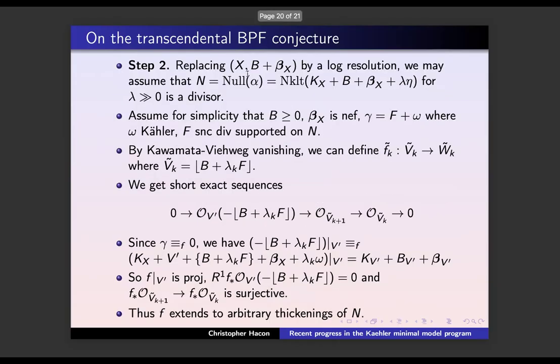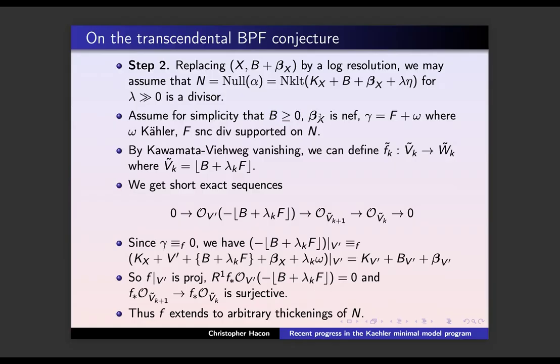So let me make that more precise. For simplicity, I'm going to replace X, B plus beta_X by a log resolution. So I'm going to assume that the non-KLT locus is in fact a divisor. The only thing that I'm sweeping under the rug is that when you pass to a log resolution, typically this boundary will not be an effective divisor. There'll be something with negative coefficients along some exceptional divisor. I don't want to have to keep track of that, so I'm just going to assume that B is greater or equal to 0.